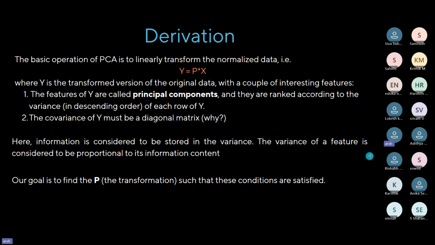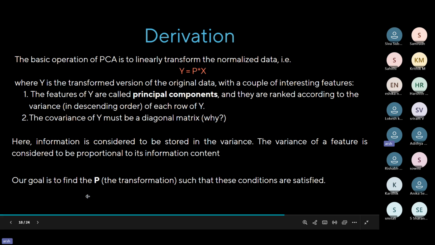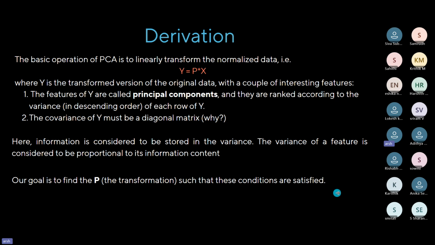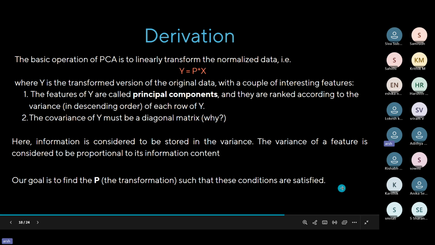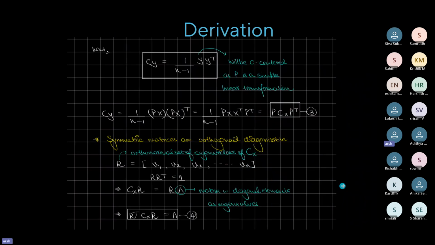The variance of a feature is considered to be proportional to its information content. So the higher the variance, the more information it stores, which makes sense. Our goal now is to find the transformation that we're going to apply to X to get this transformed matrix Y, and then we can extract the features that we want.